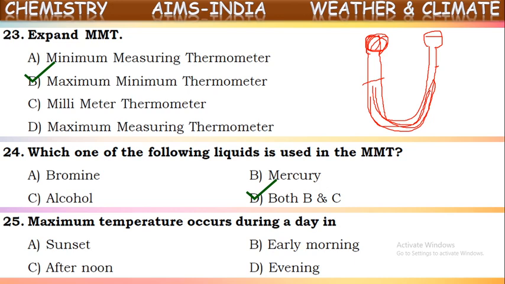Next one, maximum temperature occurs during a day in. At what time there will be maximum temperature during a day? In the noon time. In the afternoon time, sun gives much shine. Because of that, the temperature will be much higher in the afternoon time during a day. In the morning and evening, temperature will be somewhat low when compared to afternoon time. Okay, in the afternoon we get much temperature.